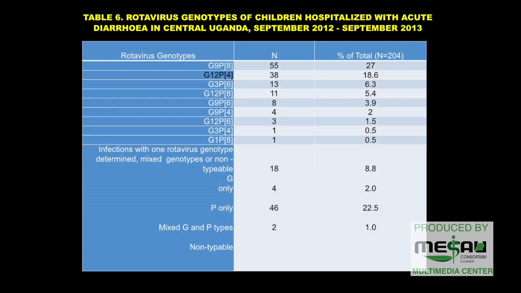So what we found interesting: G9P8 and G12P4 were the most prevalent genotypes circulating in the children. We found a high prevalence of mixtures, and this G12P4 was not previously reported in the previous studies.